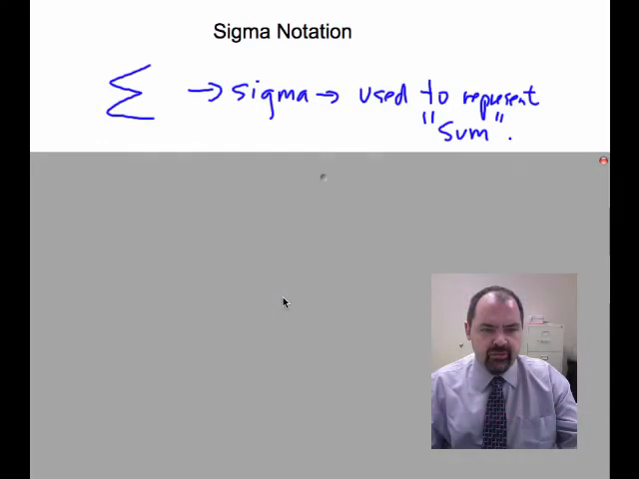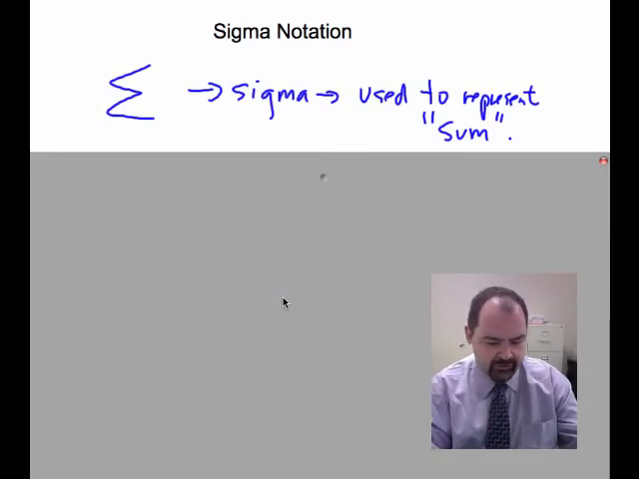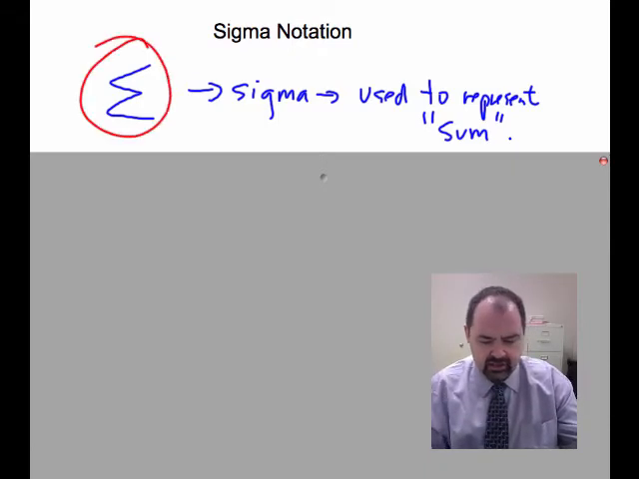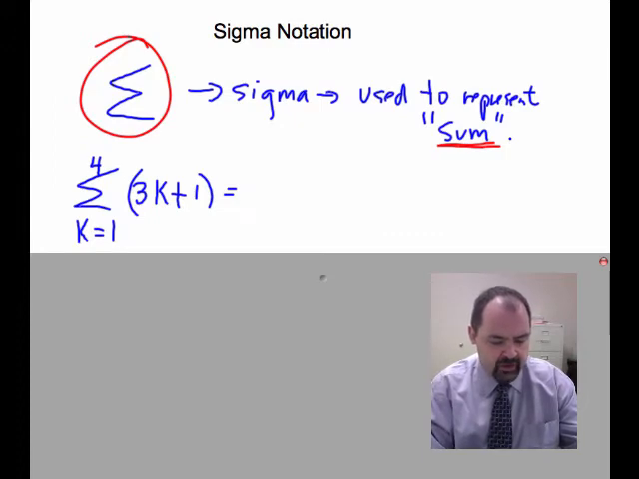Alright, today I want to look at sigma notation. Sigma is a letter of the Greek alphabet, as you see here, and it represents, in math, finding the sum. So we want to learn how to work with this. Here's a typical expression. We want to find the sum of the terms of the form 3k plus 1 as k varies from 1 to 4.